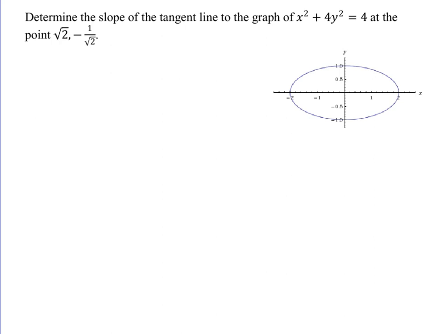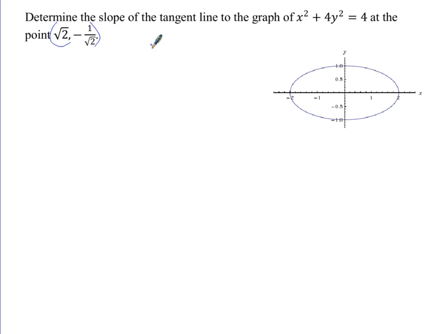Determine the slope of the tangent line to the graph of. This is directions that we've seen before, okay? So nothing new there. You just now have to apply what we've learned to that, because I'm giving you the equation of an ellipse. So determine the slope of the tangent line to the graph of that at the point, there should be parentheses, root 2, comma, negative 1/2.